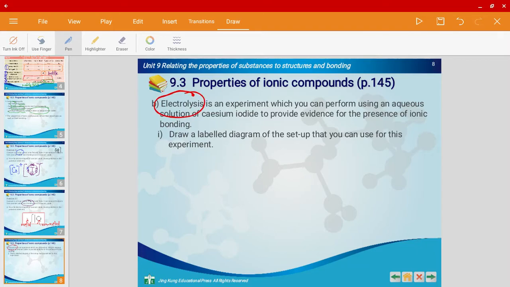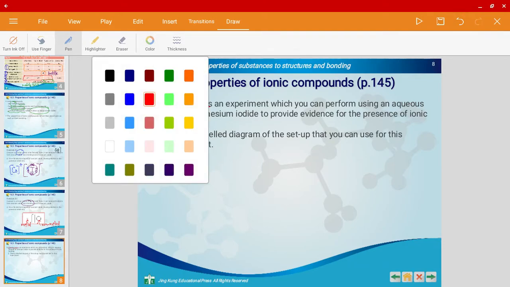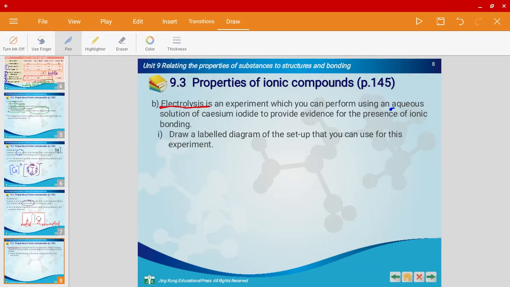Electrolysis is an experiment which you can perform using an aqueous solution. Let me go ahead and highlight that. An aqueous solution of cesium iodide to provide evidence for the presence of ionic bonding. Draw a labelled diagram of the setup that you can use for this experiment. Okay, I'll pause the video. You pause the video and try it by yourself. I'll continue.